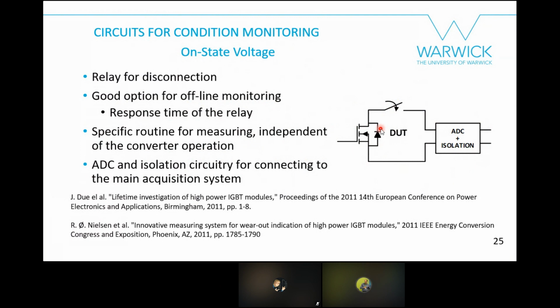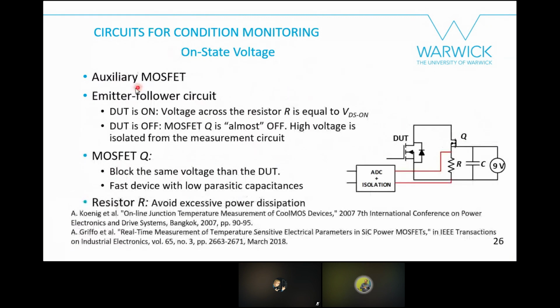But people decided to work more on this. They like to monitor the on-state voltage, so they propose more circuits. So another one is using an auxiliary MOSFET as emitter-follower circuit. That's MOSFET Q. And the references where they describe the circuit is here. I'm just going to make a brief description to avoid going into the details and make the presentation way too long.